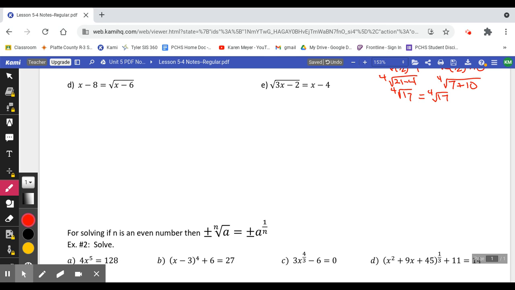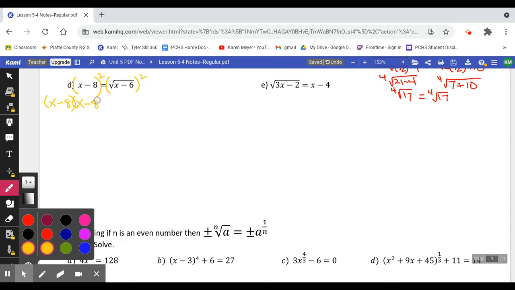Okay, the next two problems are the same type, where you're going to notice I only have a square root on one side. So to get rid of a square root, I'm going to start by squaring both sides. On the left side, x minus 8 quantity squared. Well, that means I have two identical parentheses. So remember, the little power of 2 there means two of the same thing. On the right side, the square root and the power of 2 cancel each other out. So I get x minus 6.